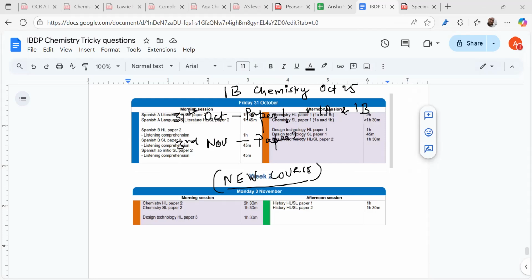The paper number 3 section A questions, can you recall, will be shifted to paper number 1B. These are the database questions we'll be having, and we have to prepare from the past papers of paper number 3 section A. Now, before going to that, let's go into the details of this.